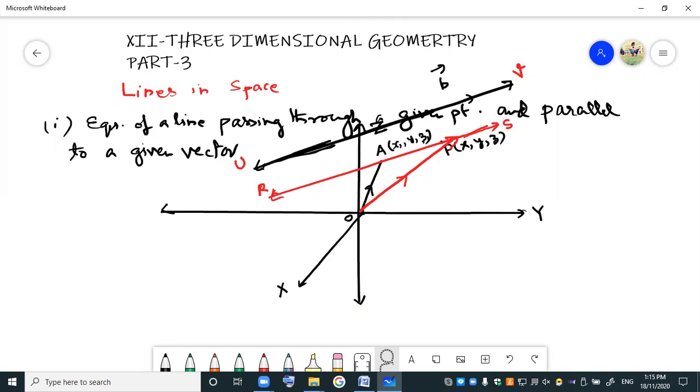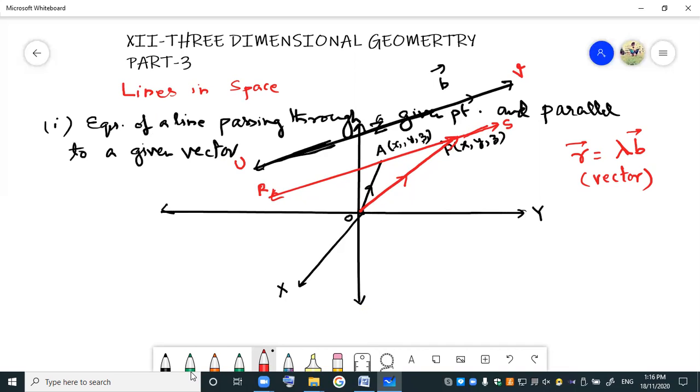So what will be the equation of this line? I will show here. The equation of a line passing through a given point and parallel to a given vector will be: vector R is equal to vector A plus lambda times vector B. This is the vector form. This is the equation of a line in vector form when the line is passing through a point A and parallel to a given vector.